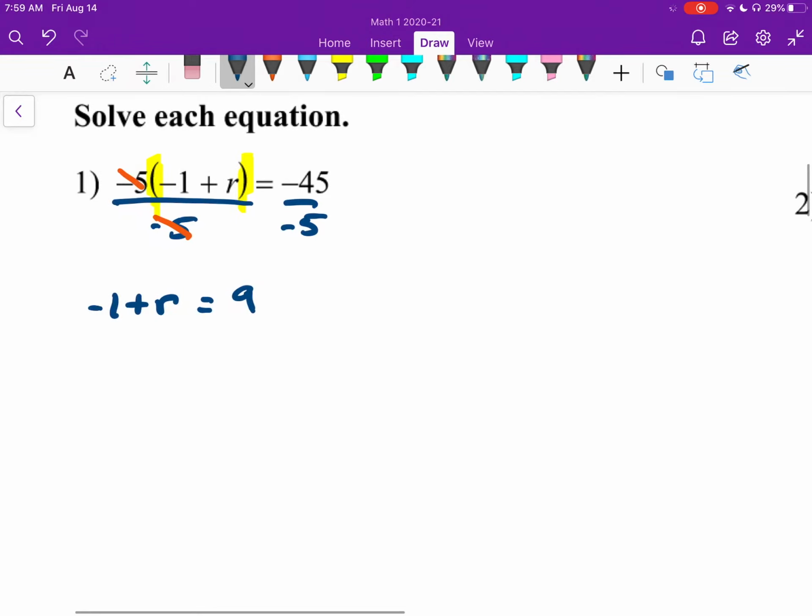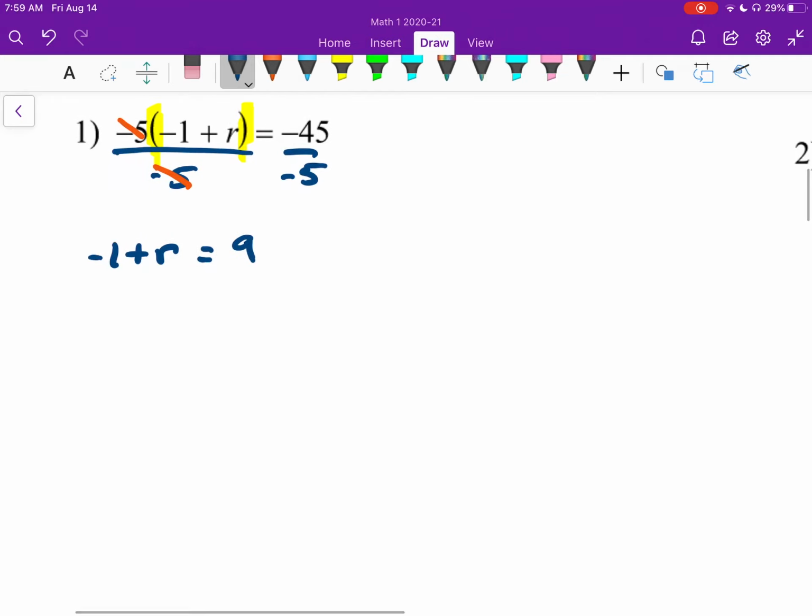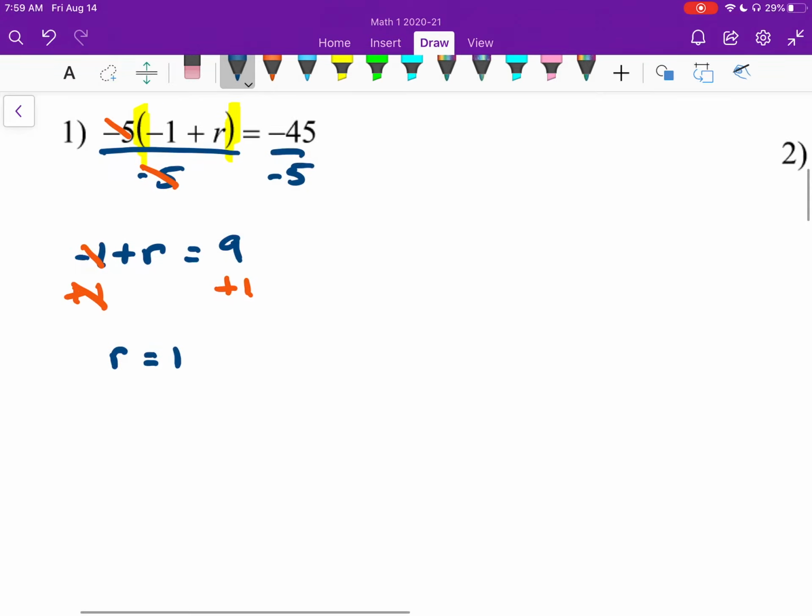Now I need to get rid of that -1 that's in front of the r. To do that, I'm going to say +1 to both sides, right? My -1 and my +1 here cancel, and I'm left with r equals 10.